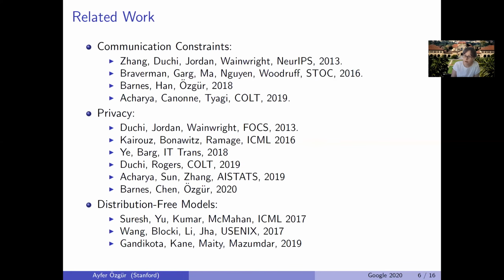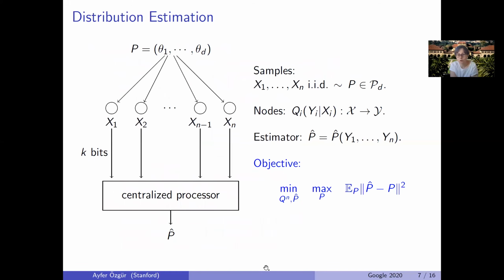And you can do much better if you start from first principles and design your strategy more carefully to achieve both communication efficiency and privacy at the same time. To do that, I would like to focus on distribution estimation, because that's simple and at the same time has been quite widely studied in the prior literature. So to recap, our setting here is the following.